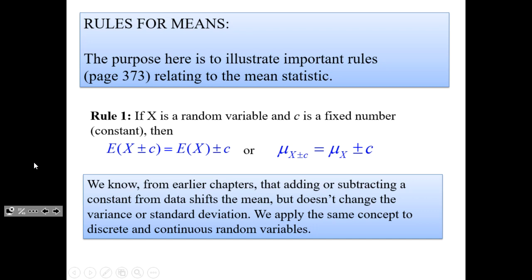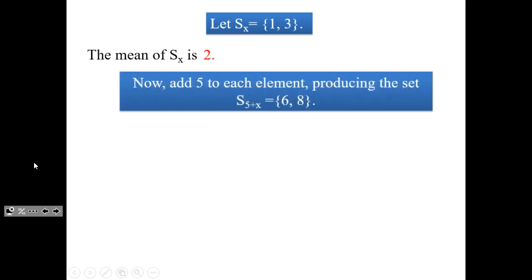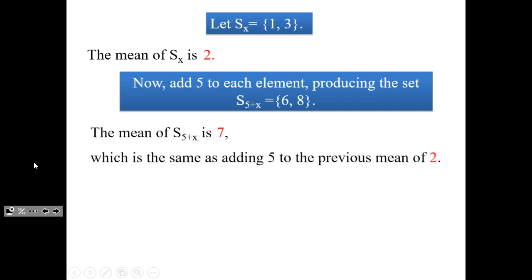Expected value is a mean. It's a position. It's where something should be. If I add or subtract, it should move that. So let's try a simple set. It just has 1 and 3. If I take the average of that, the mean is 2. But let's just say I added 5 to every element. So this time, it's 5 plus x, it's 6 and 8. So if I look for the mean of 5 plus x, that's going to be the mean of 6 and 8, which is 7. But that's the same as if I just added 5 to the previous mean. It worked out exactly like we thought.